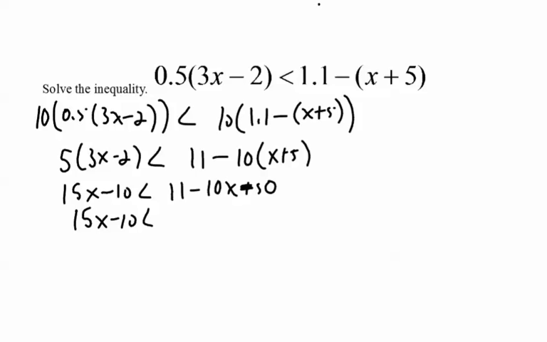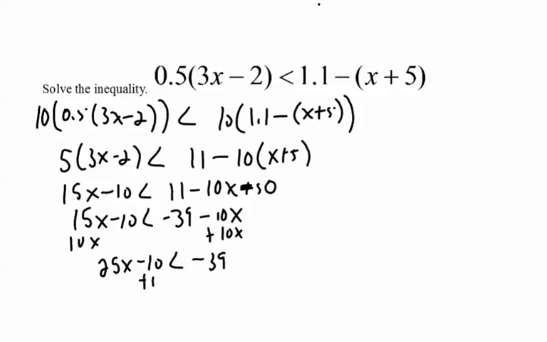What's 11 minus 50? 39, right? Yeah, 39. So that's negative 39 minus 10x. And so what I'm going to do is add 10x here, and add 10x here, and I get 25x minus 10 is less than negative 39. I'm going to add 10 to both sides, and I get 25x is less than negative 29.